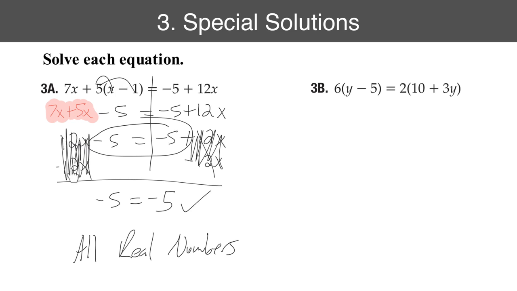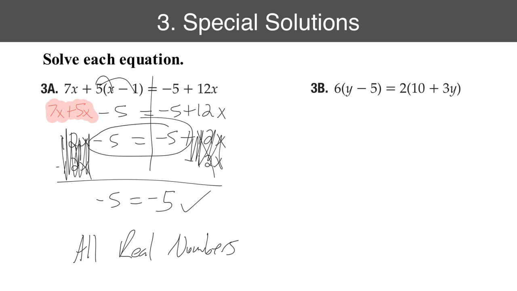When the variable gets knocked out, when the variable goes down to 0, remember on that last problem, we had 0 for our numbers. We don't care about that. It's for the variable. If the variable goes to 0, you look at what's left over and see if it's equal. So if it's equal, it's all real numbers.